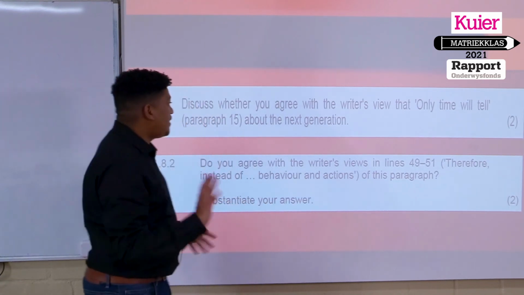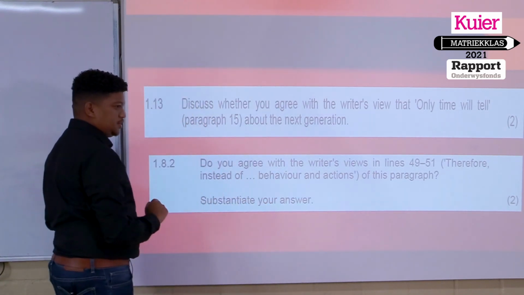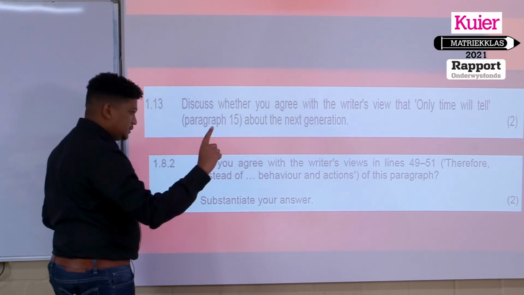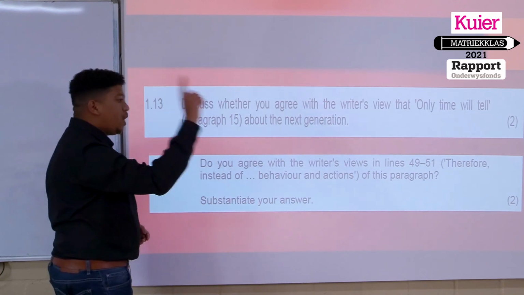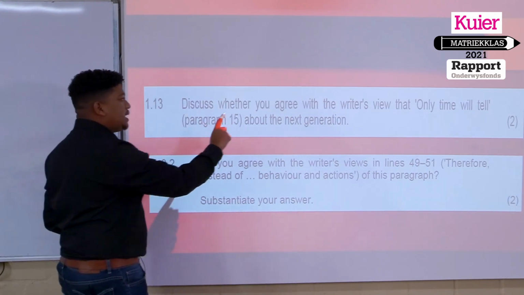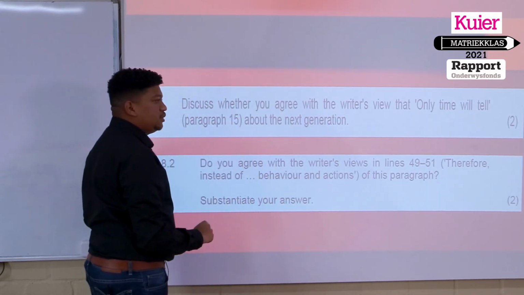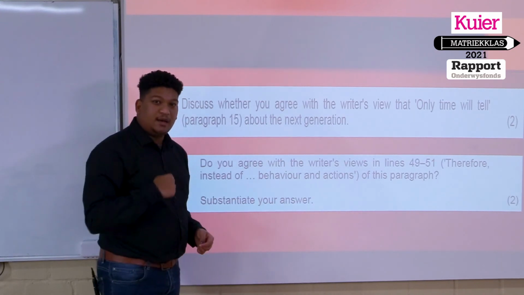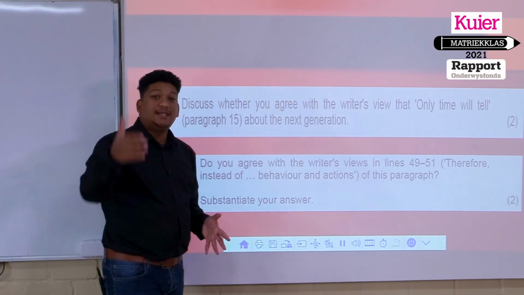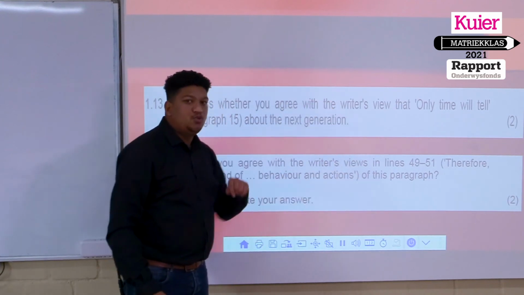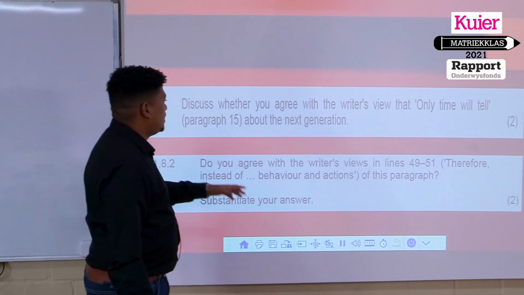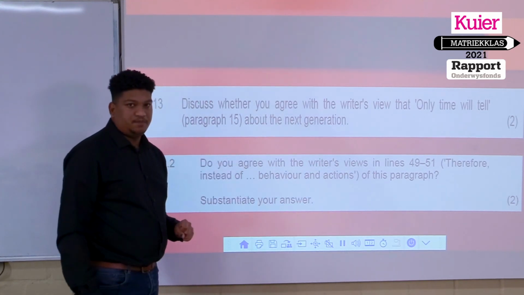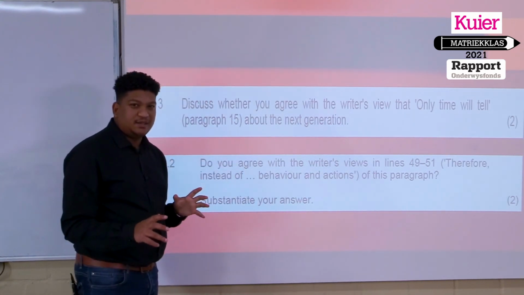Okay? So I've identified I need to discuss. Now I must ask myself what. Right? That's the instructional verb. Now I focus on what. What is it? Whether I agree with the writer's view. Because I said this at the beginning, we all have differing opinions. Now in the text, the writer has a view on certain things. What is that? That only time will tell about the next generation. Do you see how important it is here?